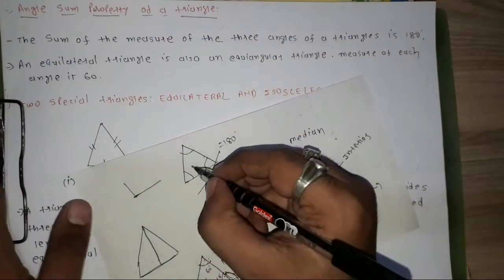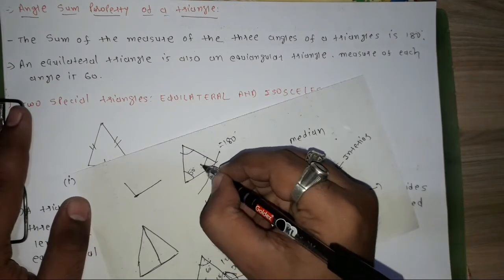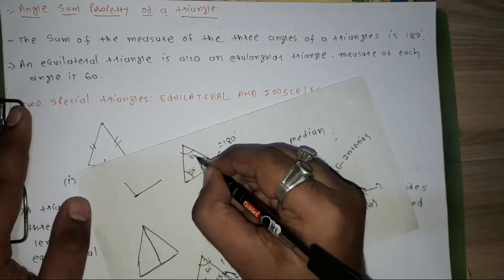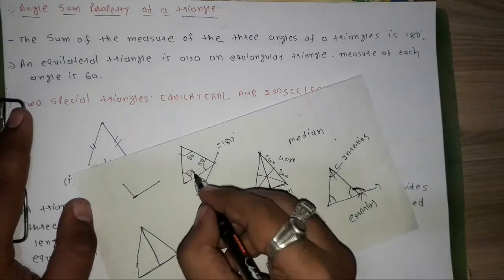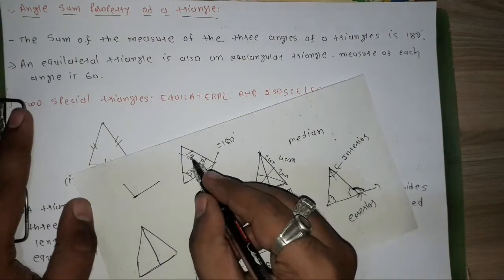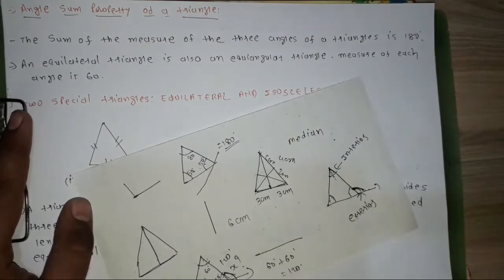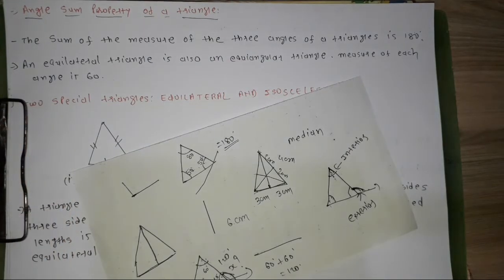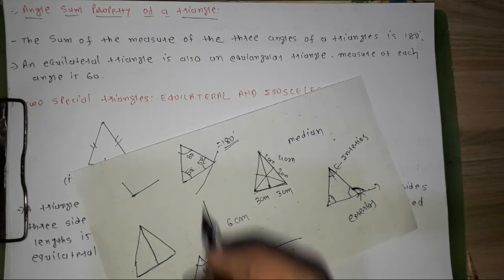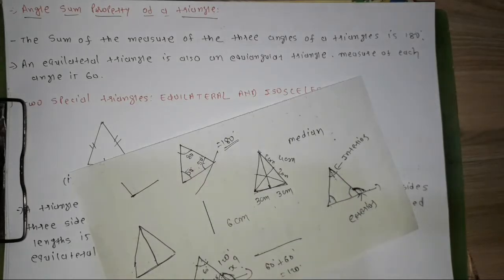So for example, the measurement of this one is 50, this one is 50 degree, so this one will be equal to 80 degree. So 50 plus 50, I will get 100, plus 80, 180. So by the angle sum property, the sum of the three angles is 180 degree. In an exam the question will be like: check whether the given angles in the triangle add up to 180 degree or not. For that, you add all the angles and check whether the sum is 180 or not.